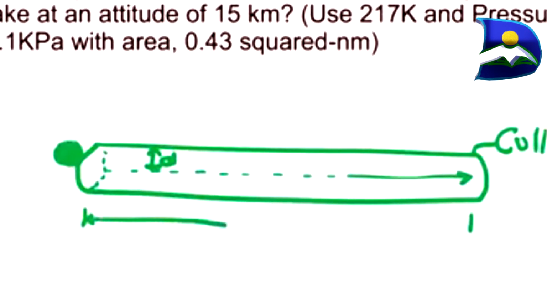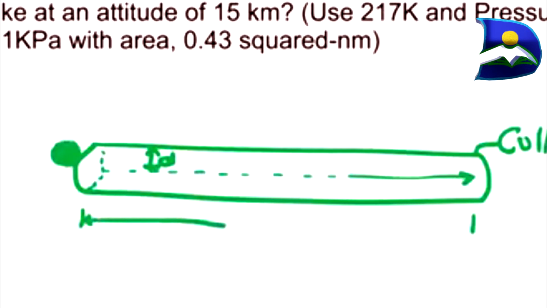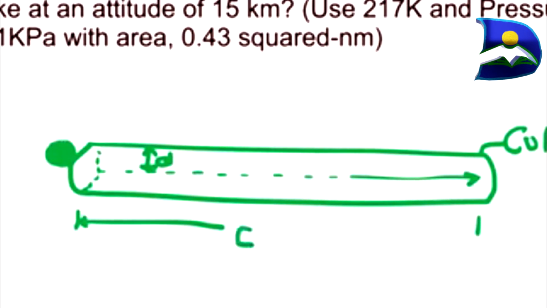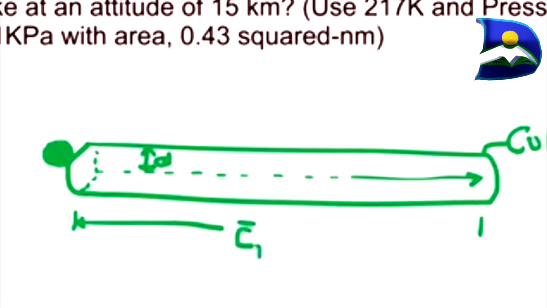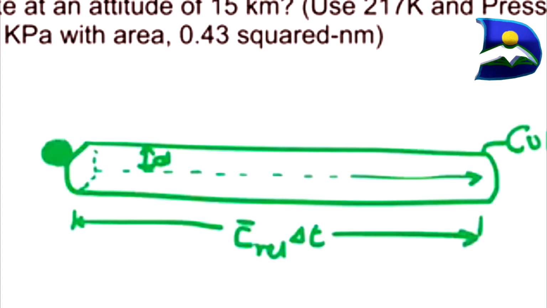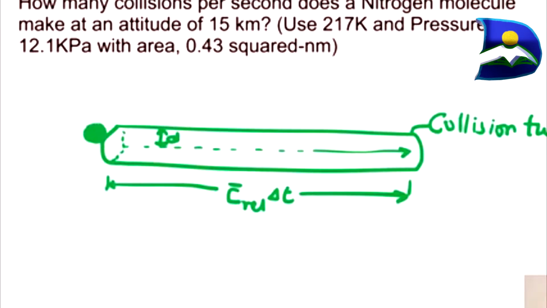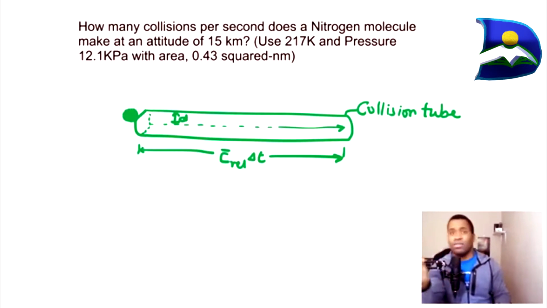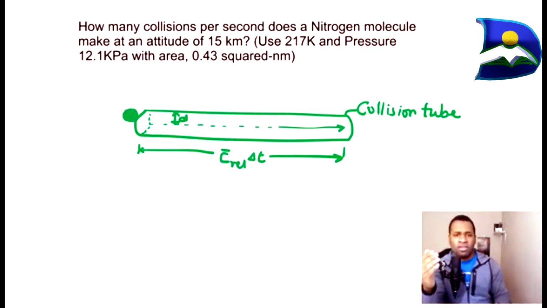The height, or the length of the trip that the particle makes, is measured as the relative mean speed multiplied by the time. Another thing to consider is that while this particle is moving a specific distance in this collision tube, a couple of things are going to happen. It's going to collide with some particles, and it won't collide with other particles.